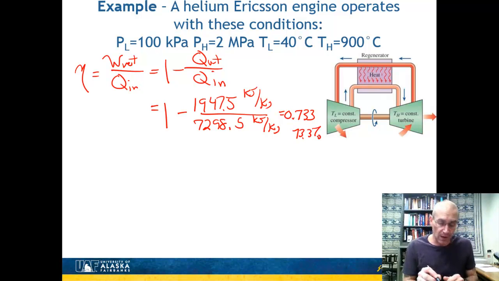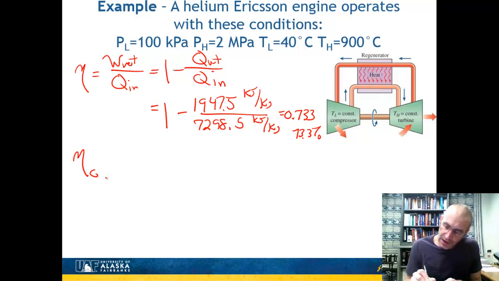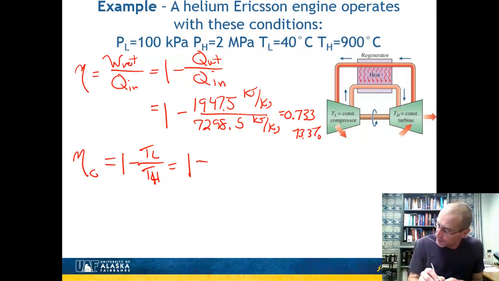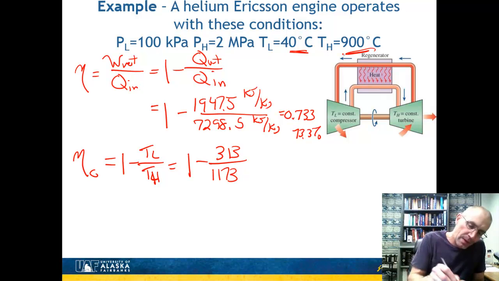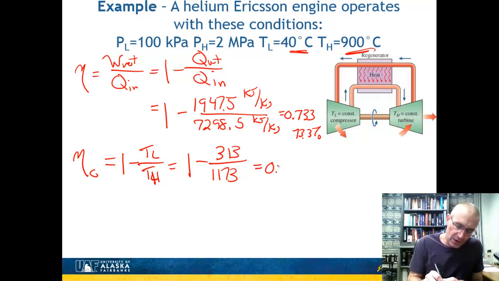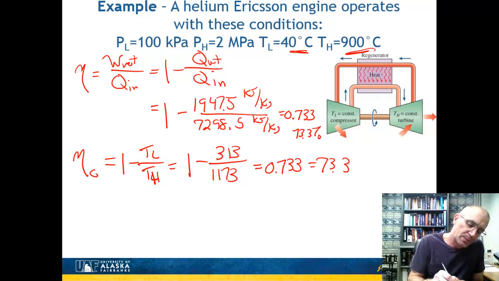Or 73.3% efficient. Now, one of the things to remember, we just said that an Ericsson cycle operates just like a Carnot cycle. It has the same efficiency as a Carnot cycle. So we could have just solved for the Carnot efficiency, which you remember is 1 minus TL over TH. If I put those numbers in there, TL is 313, that's my 40 degrees Celsius, and T hot is 1173. That number right there, not coincidentally, is 0.733, or 73.3% efficient.